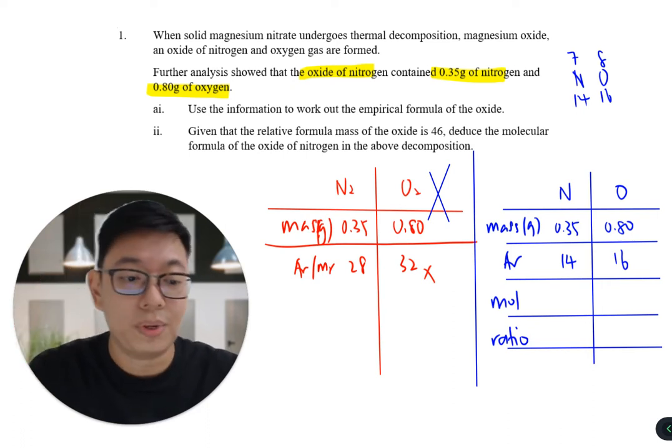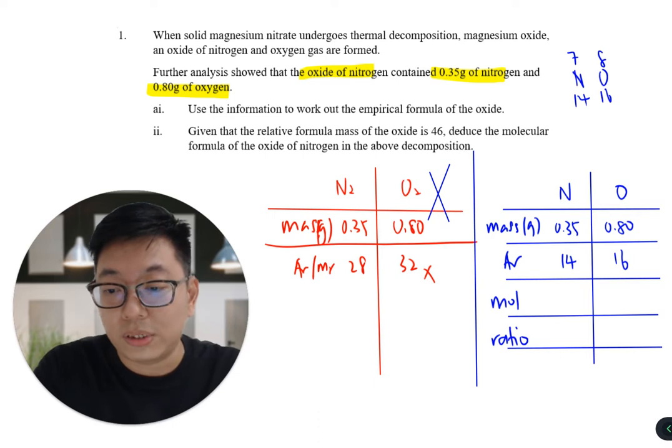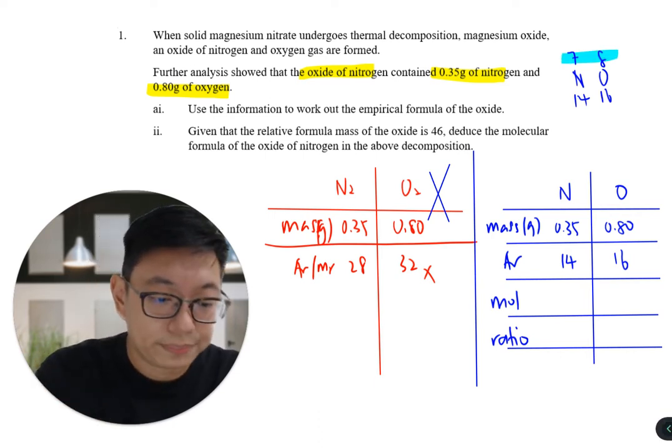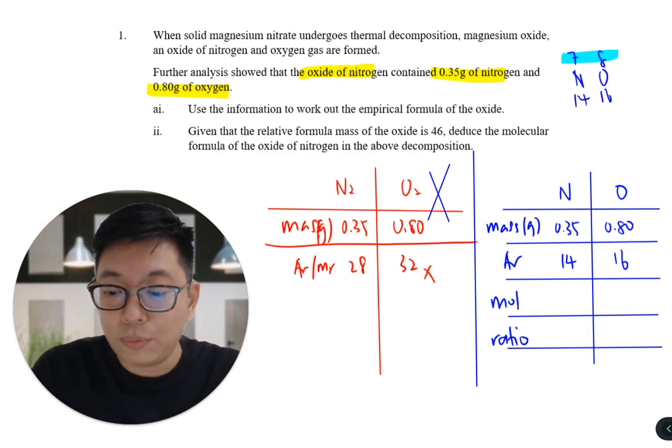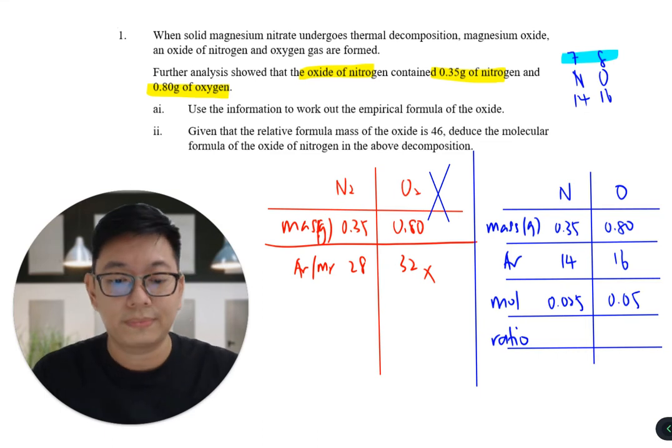Second mistake some students make, because they're rusty and cannot recall, they use the wrong AR. They use the number on top. No, the AR is the number below. Watch out for that. And then, to find moles, you have 0.025 and 0.05.